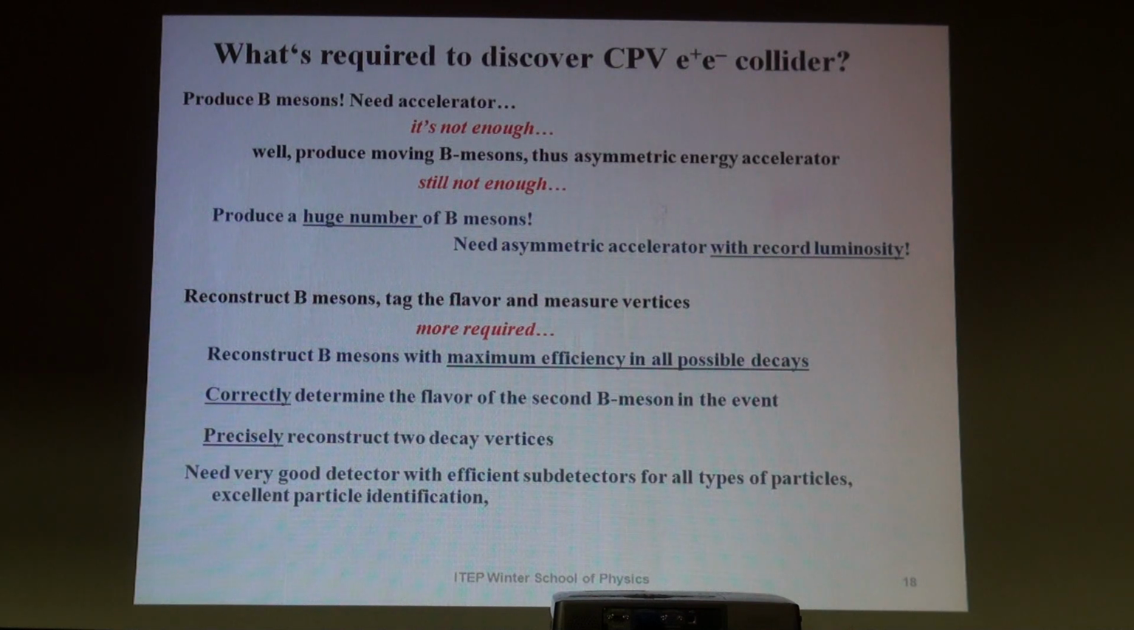the existing one at that time. And we also need a very nice detector, because for CP violation measurement we need to measure vertices, and we need to measure the type of particles for identifying the flavor of the second B meson, and then we need to have a very efficient detector, otherwise we just lose events which are difficult to get from the accelerator.